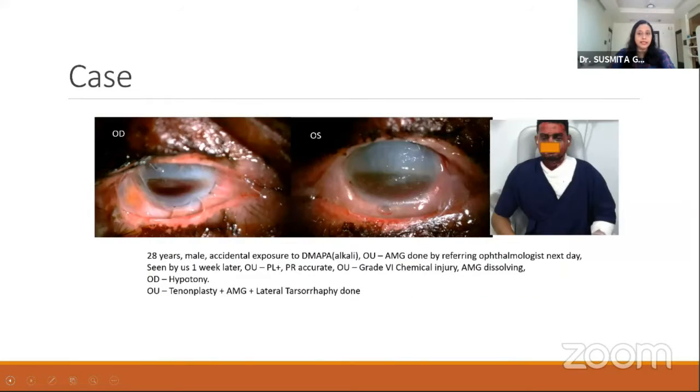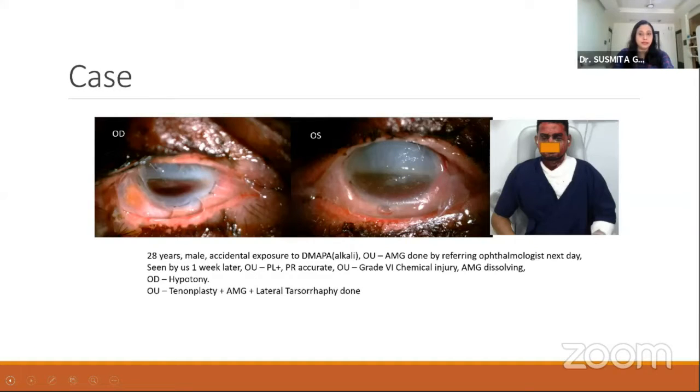This is another young male. As you can see, an extensive burn involving his entire face and upper body, and also both eyes. So he got exposed to DMAPA, which is an alkali, and amniotic membrane grafting was done by the referring ophthalmologist the very next day. And in spite of that, when he was referred to us 1 week after the injury, he had just PLPR vision and grade 6 injury in both eyes.